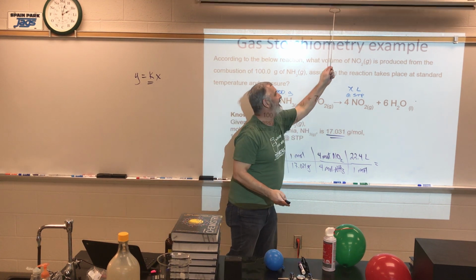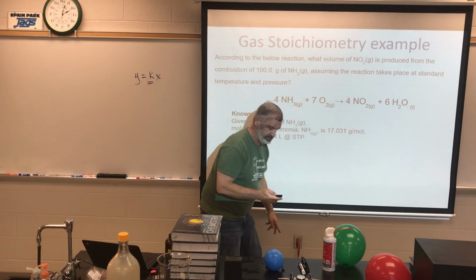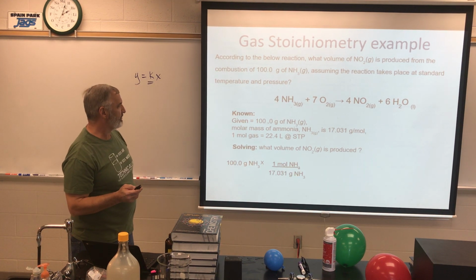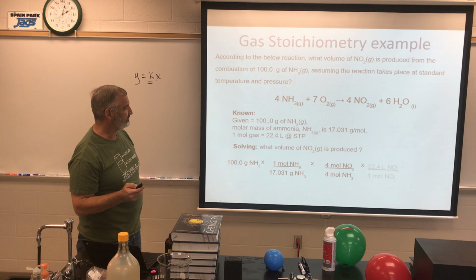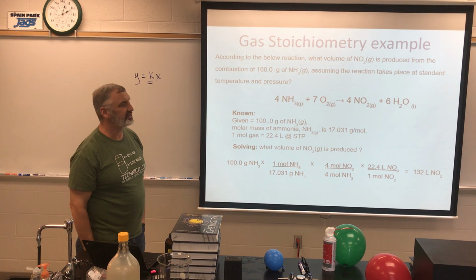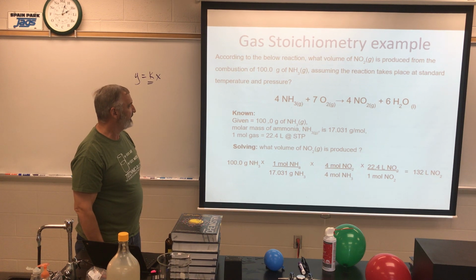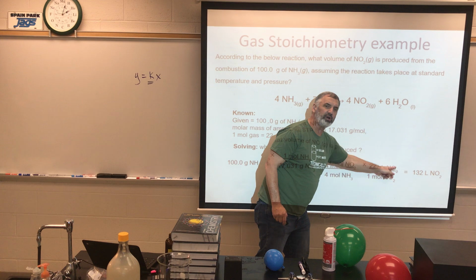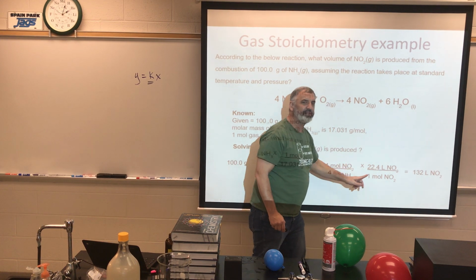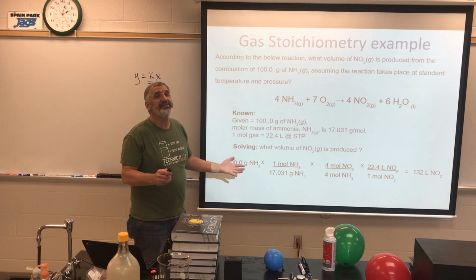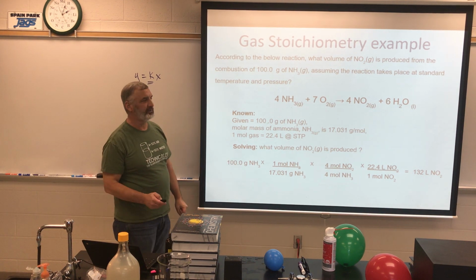And so, we're good, okay? Now when you multiply all that out, voila, work it out just like we just did, and you get 132 liters of NO2, okay? So it's the same stoichiometry, it's just we use the 22.4 as the conversion factor rather than the molar mass, because we're going to liters instead of grams. Everything else is exactly the same as you've been doing before, okay?